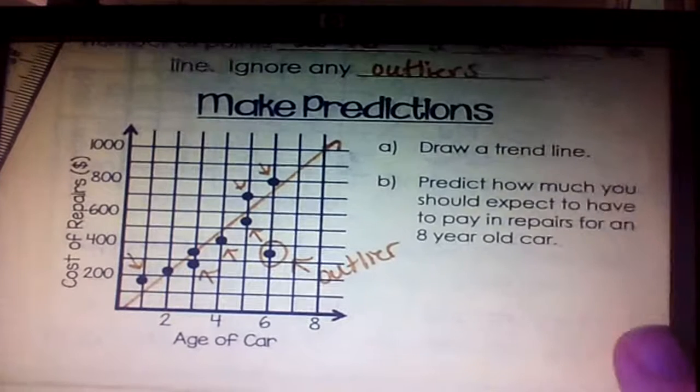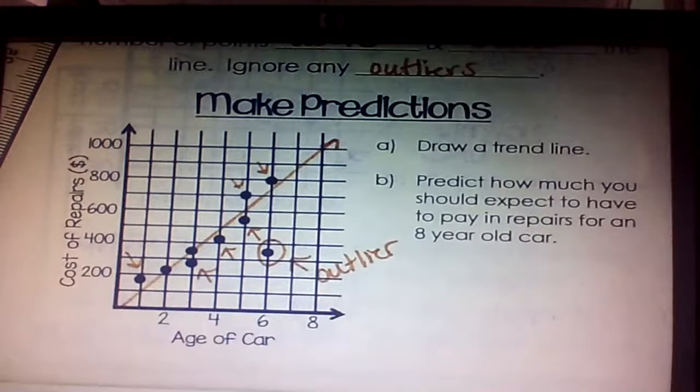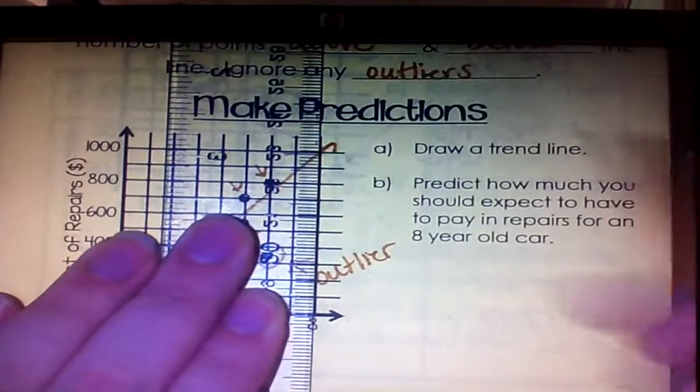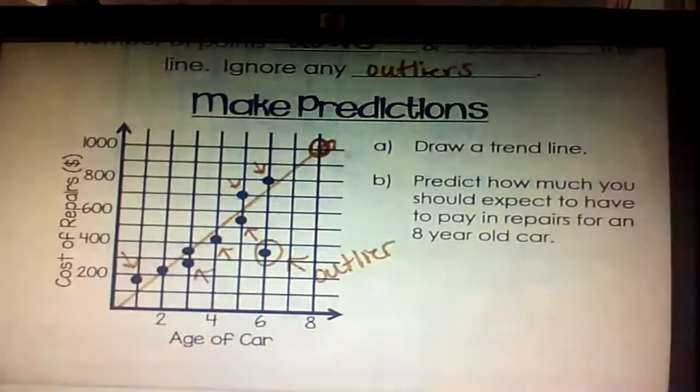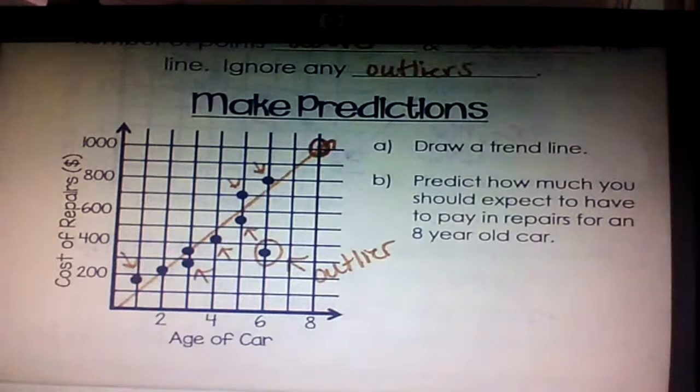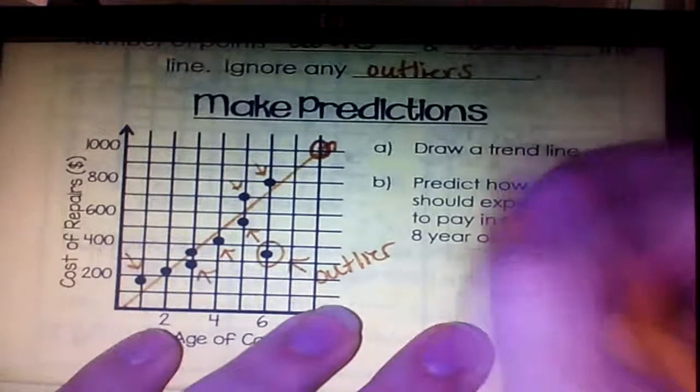So using my line of best fit, they want us to predict how much you should expect to have to pay in repairs for an 8-year-old car. So if my car's 8, what should I expect? Remember, 8's here. Depending on where you drew your line, mine almost touches 1,000. Some of yours might have been a little bit more slanted. So if it's 970, put 970. Mine's closer to 1,000, so I'm going to put approximately 1,000.